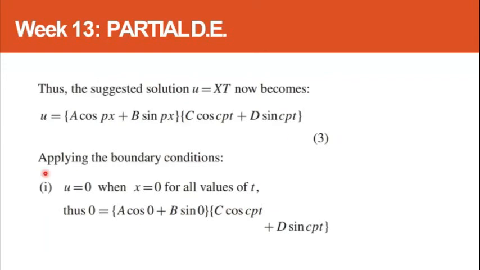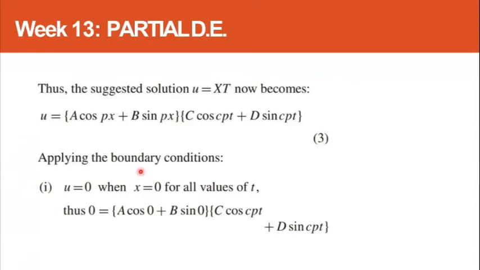And our third equation is, if we have the suggested solution for u equal to x times t. So it's just a combination, right? We got the value of x earlier and also the value of t. And therefore, our solution for u is equal to a cosine px plus b sine px. This is our earlier equation 1 that we showed. And for our t, it is c cosine cpt plus d sine cpt. Okay. This will be our third equation.